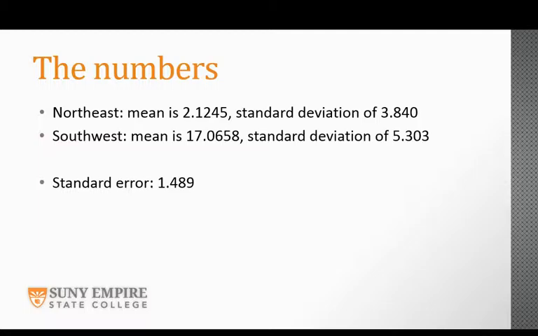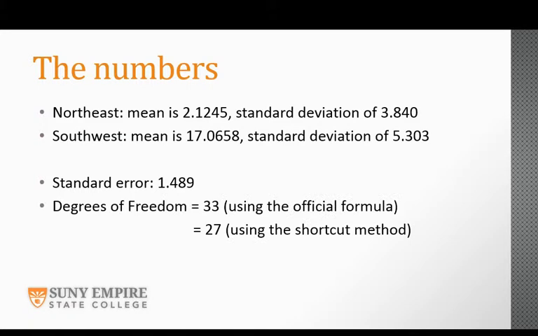Because we know the sample standard deviations and sample sizes for each of those samples, we can also find the standard error of the difference of sample means. Performing those calculations, we have a standard error of 1.489. We also find the degrees of freedom to be 33 if we use the full formula, but only 27 if we use the simpler method.